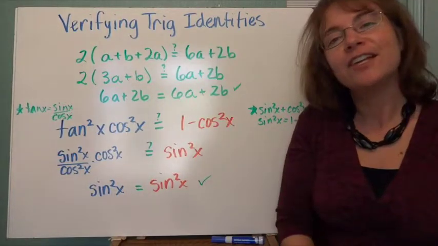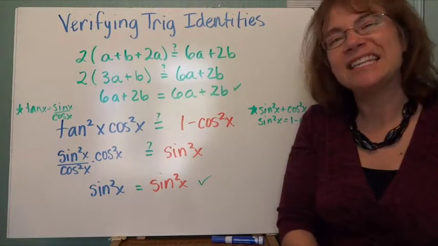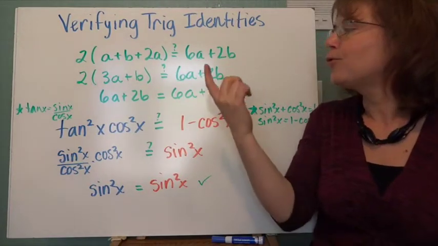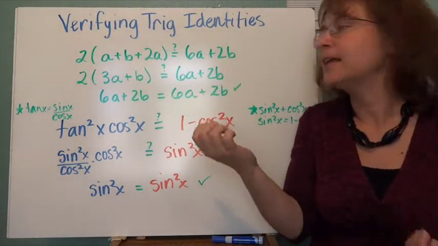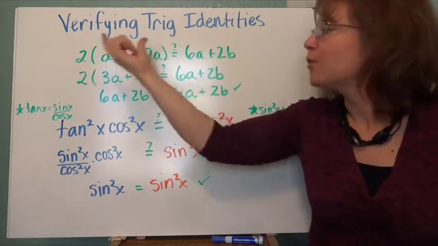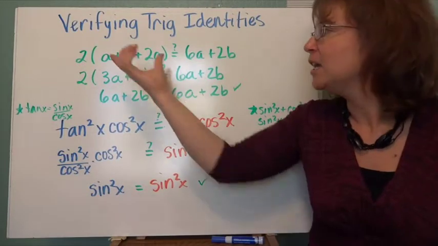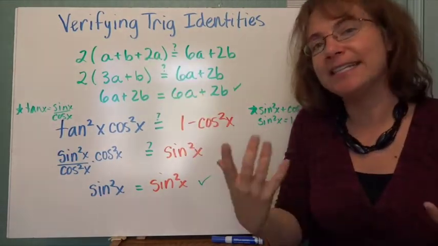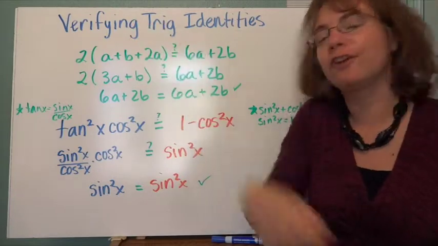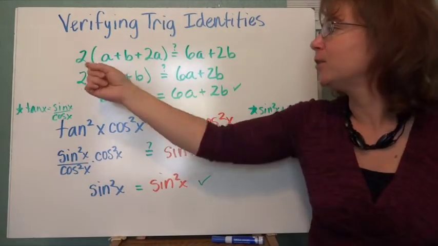So, verifying trig identities. When we try to verify something, we say that it's true. So, for example, let's take an example from algebra where we have this expression and this expression, and we're trying to show that they're equal to each other. In order to do that, we need both sides to look identical. So that's your goal when you're verifying trig identities, is to make both sides look identical.